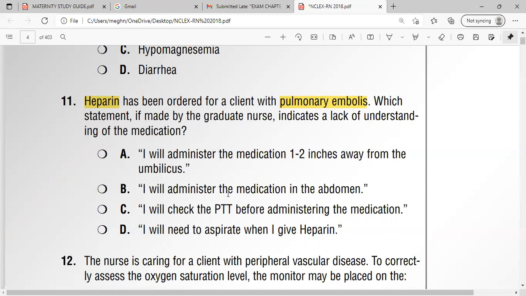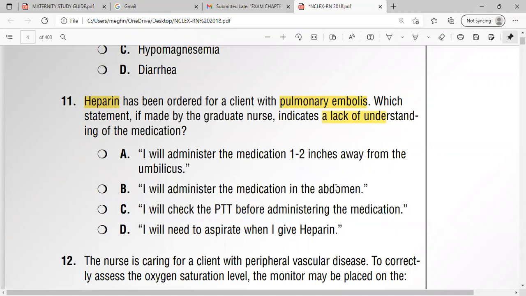Number A, I will administer the medication 1 or 2 inches away from the umbilicus. Number B, I will administer the medication in the abdomen. Number C, I will check the PTT, partial thromboplastin time, before administering the medication. And number D, I will need to aspirate when I give heparin.